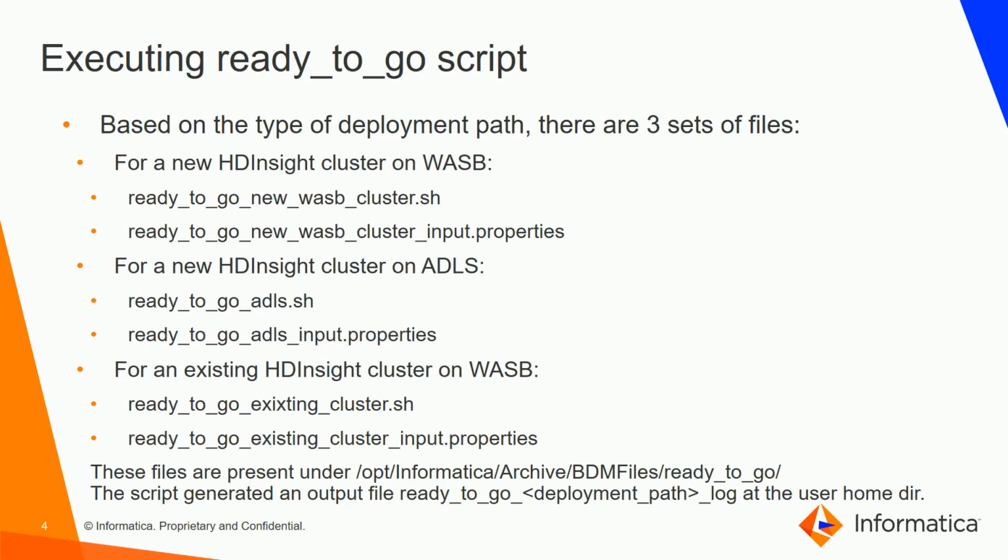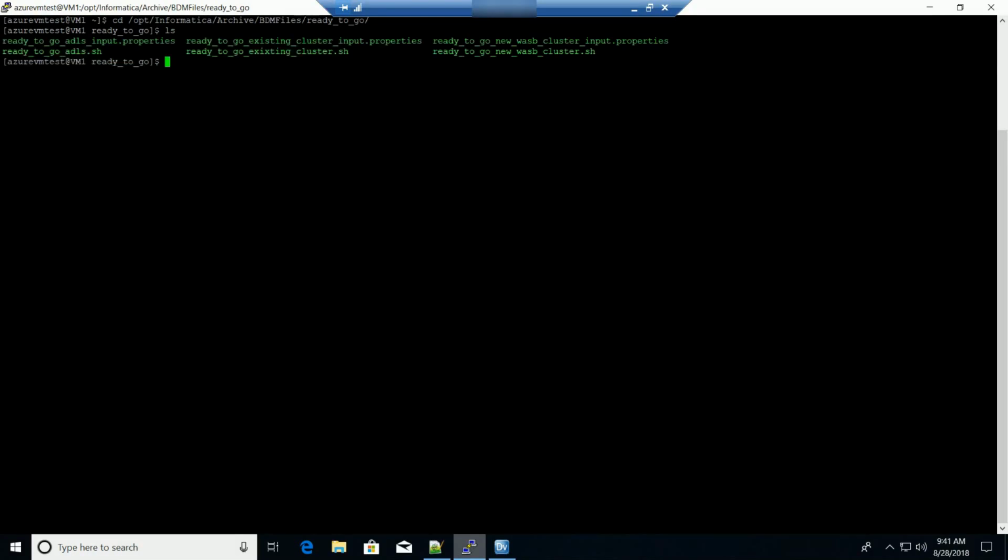We will now jump to the location where the files are stored and take a look. For that, we'll switch to the VM. So let us traverse to the directory where the ready-to-go scripts are present. In this location, I should be able to see three sets of files. Each set is comprised of a shell script for a specific scenario and an input file to provide the values of that scenario. For our case, we will use the ready-to-go new OSB cluster.sh file, which is the one we have selected.